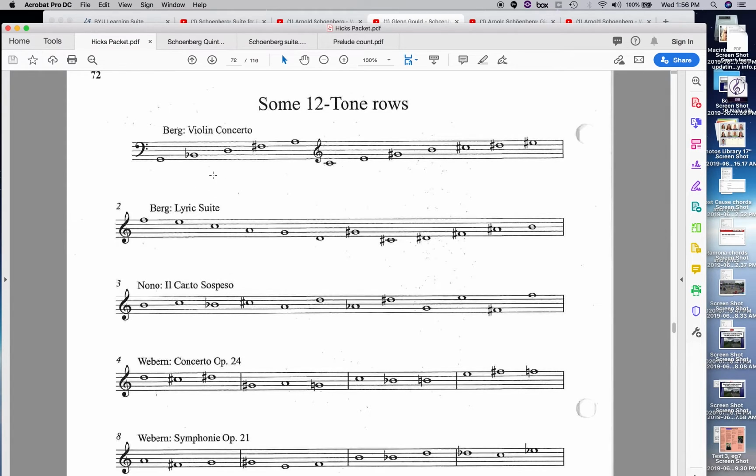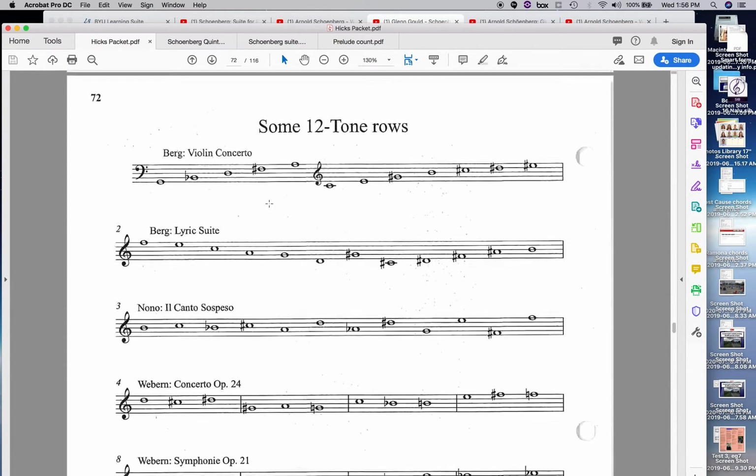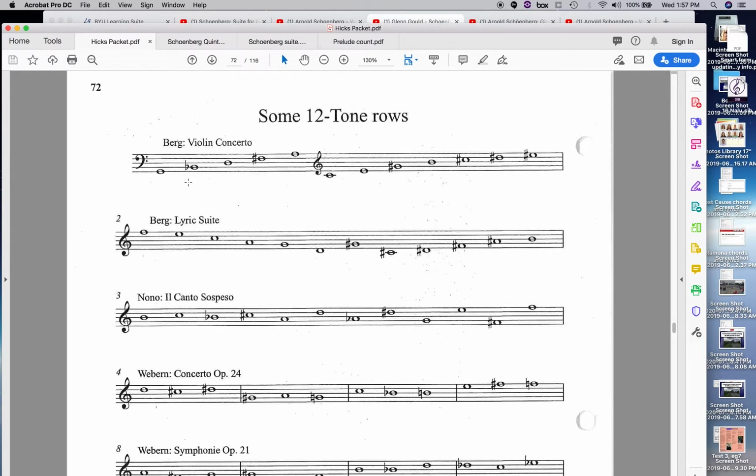Okay, the Berg Violin Concerto, very important, influential piece. Here's the 12-tone row. Usually I ask students to tell me what might be the paradigm that organizes each of these rows, but you're not able to do that. So I'll just talk about it.